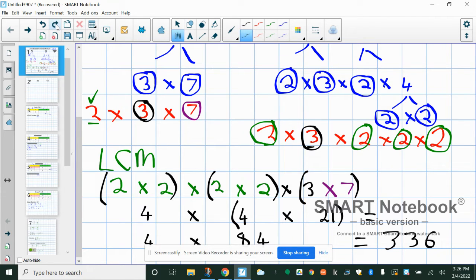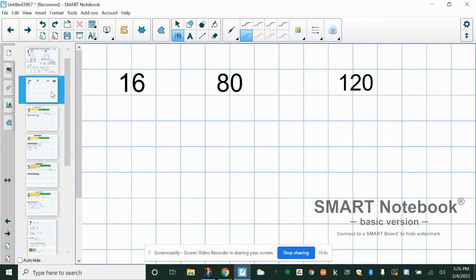So the steps here are make your prime factorizations, look for numbers that are common to both lists. And if there's a number that is common on both lists, whichever one has the most amount of multiples, write that down. And then look for other numbers common to both lists, write them down once if they only appear once, and then use the total product to find the lowest common multiple.